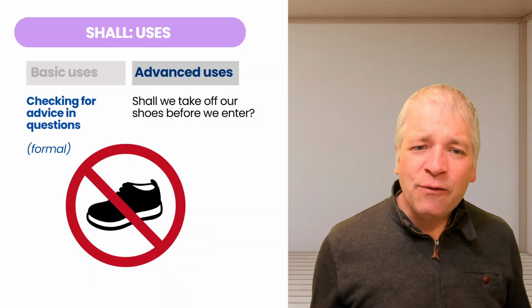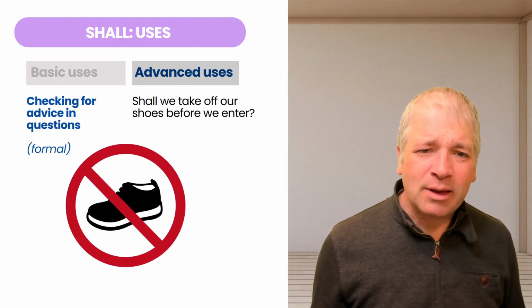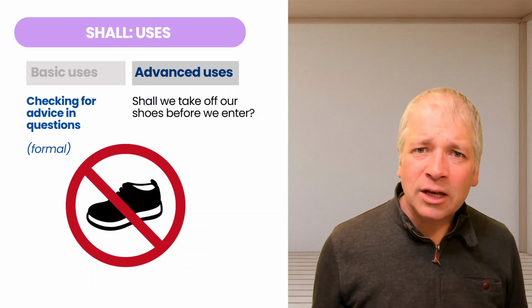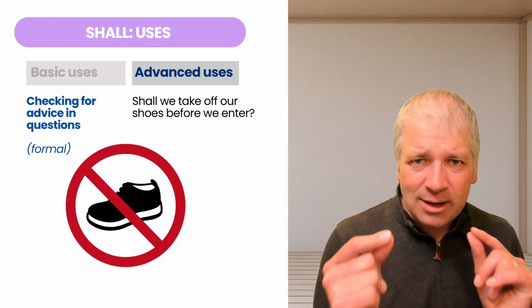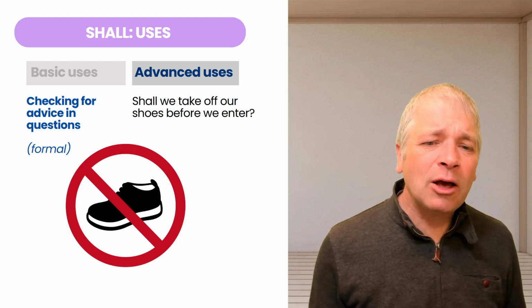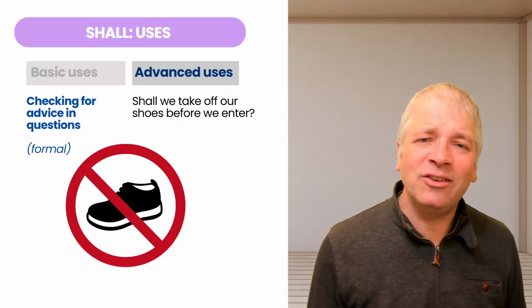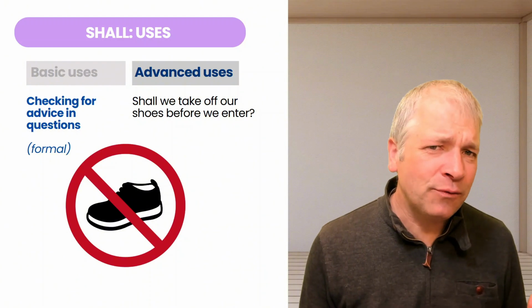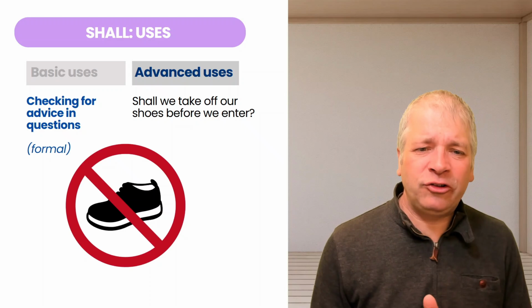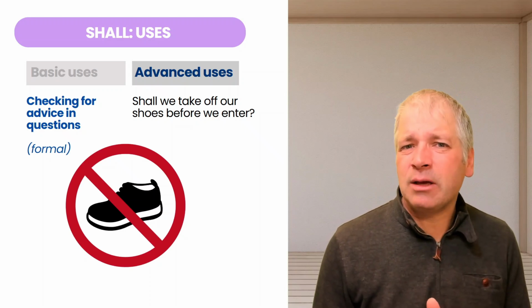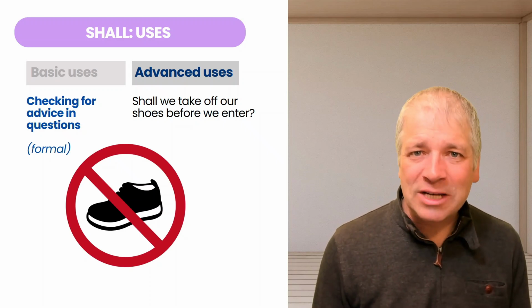More advanced. If we're checking for advice in questions, we can use shall, and here we would not use will. So this is another difference. Shall we take off our shoes before we enter? Shall is asking for advice. Will is probably not going to be used here. Will we take off our shoes before we enter? It's kind of asking someone to predict whether we do it or not.